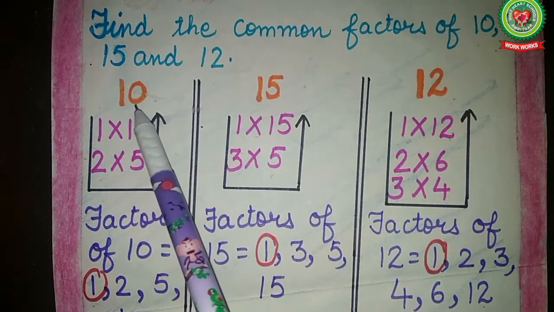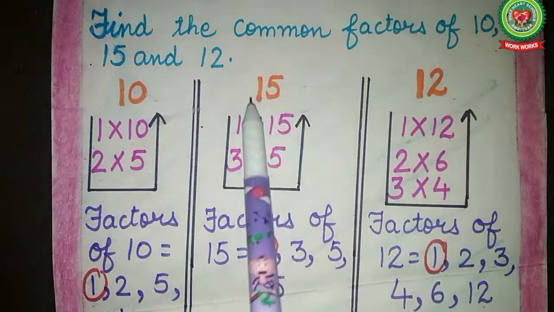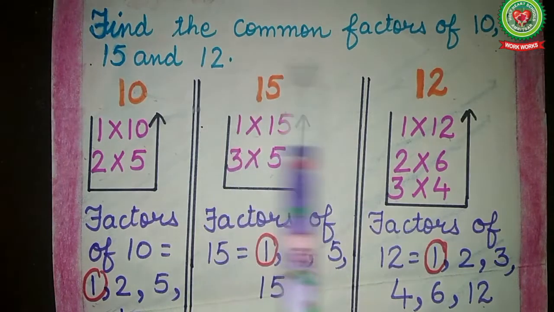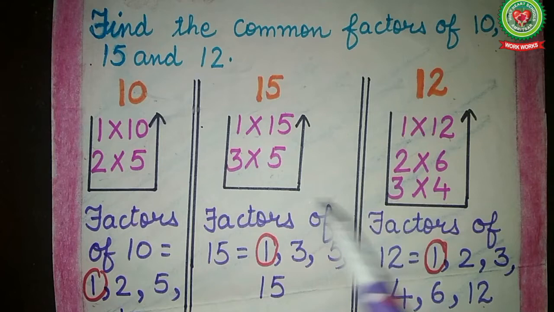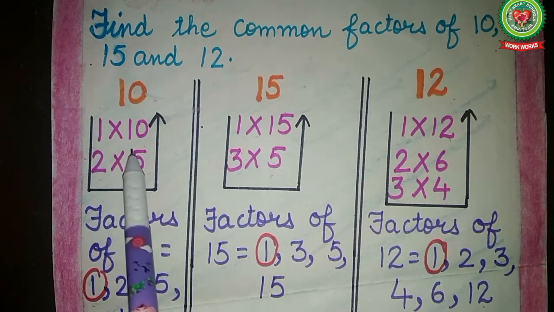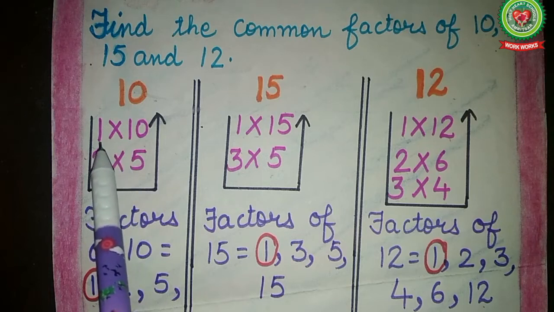In the first column, write down the first number, that is 10. In the second column, write down the second number, that is 15. In the third column, write down the third number, that is 12. So, I have written three numbers. Now, start finding factors of 10. Start with one table. On one table, 10 comes on 10.